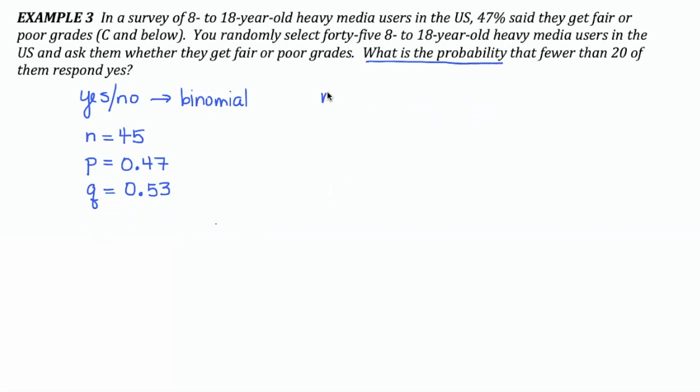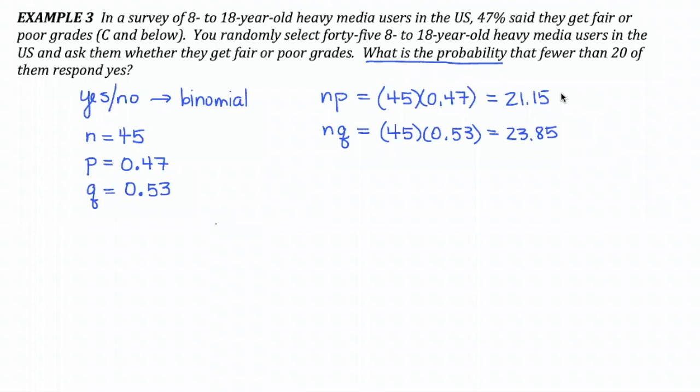So I need to check n times p and n times q. We've already done those calculations previously, so I just brought them over. And remember, these are both greater than or equal to 5, meaning we can proceed with the normal approximation. So the next step is to identify your mean, which is n times p. So the mean in this case is 21.15.